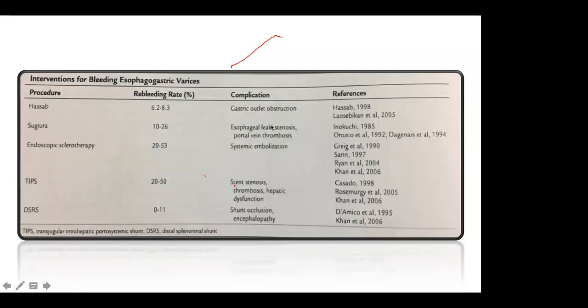In the case of endoscopic sclerotherapy, the rebleeding rate is nearly 20 to 50%, and it is usually associated with systemic embolization, while in TIPS, there is a 20 to 50% rate of rebleeding, and those patients have stent stenosis, thrombosis, or for sure hepatic encephalopathy. For the distal splenorenal Warren shunt, the rebleeding rate is nearly 0 to 11%, and the most common complication is shunt or mild encephalopathy.